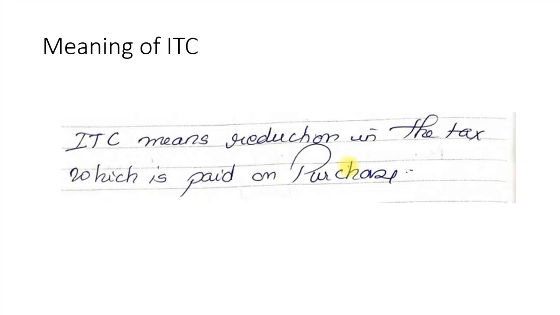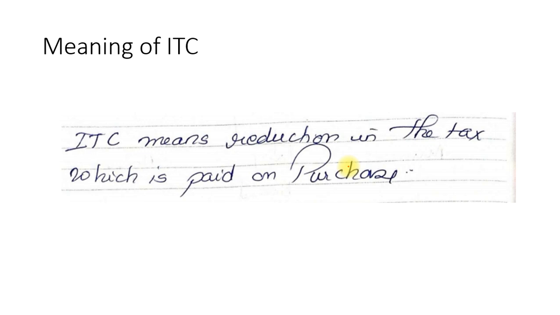First of all, the meaning of ITC. ITC means a reduction in the tax which is paid on purchase. Again, the word is purchase. So ITC basically is the tax that you pay when you're purchasing goods, which can be used to set off while calculating the payment of GST.